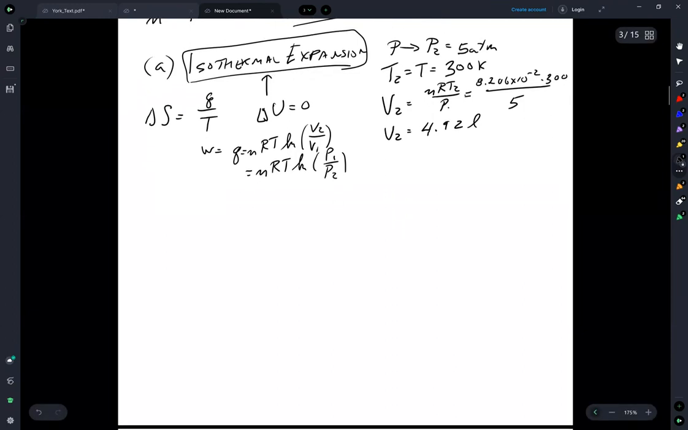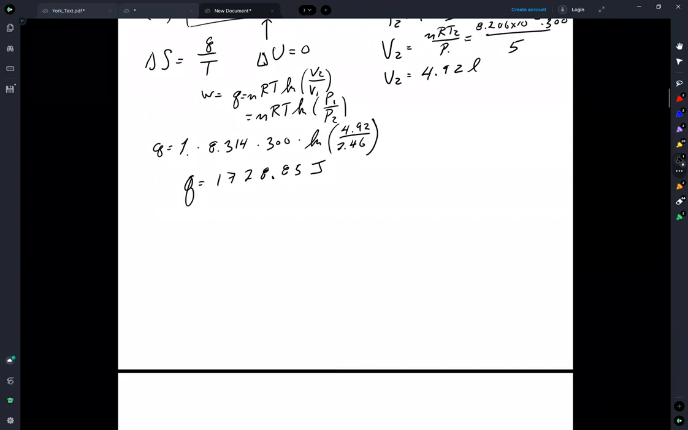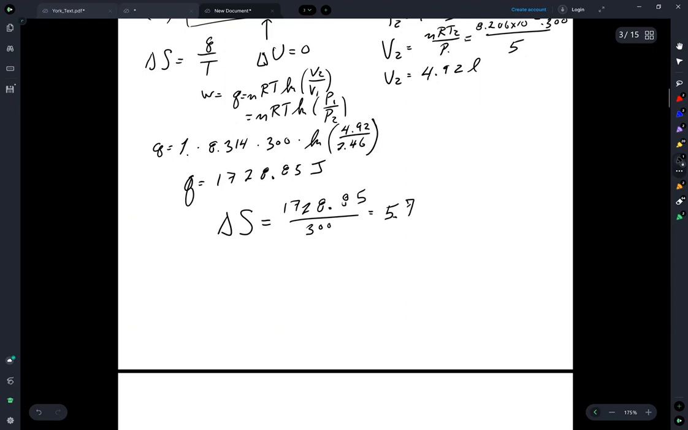Okay, substituting in, we get Q is equal to 1 times 8.314 times 300 times the natural log of 4.92 divided by 2.46. Q is equal to 1728.85 joules. So delta S is equal to 1728.85 divided by 300, which is equal to 5.76 joule per Kelvin.